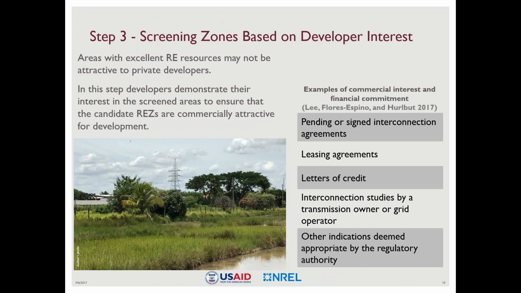So why do we identify these candidate zones? Well, the output from step two identifies where the best resources are, but these resources in these areas may not be attractive to private developers at this stage. So in this step, developers demonstrate their interest in the screened areas to ensure that the candidate renewable energy zones are commercially attractive for development. And these examples of commercial interest could include pending or signed interconnection agreements, leasing agreements, interconnection studies by a transmission owner or grid operator, or any other indication that was deemed appropriate in this specific context of the renewable energy zone application. So the regulatory authority or other relevant authority would have to identify what indicators could be taken as commercial interest.